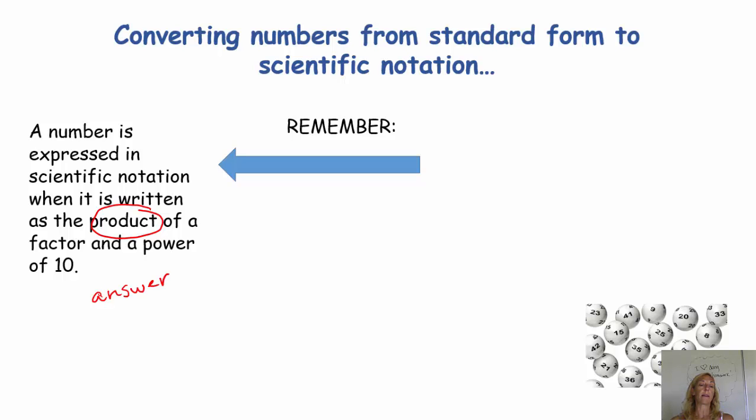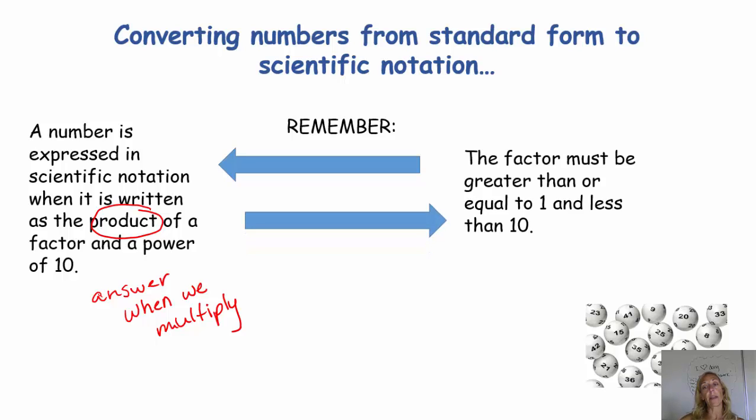And I'm just going to write that down here. Excuse my handwriting, it's terrible. Answer when we multiply. If you want to go ahead and write that, you can as well, just to remember. You also have to remember that the factor must be greater than or equal to 1 and less than 10. Don't forget that first factor has to be greater than or equal to 1, but less than 10.